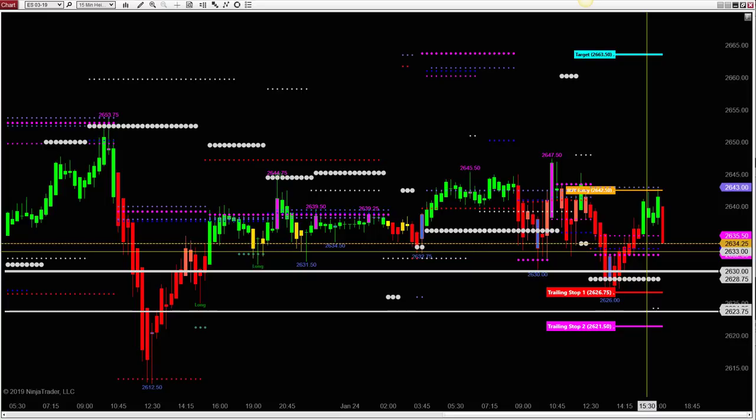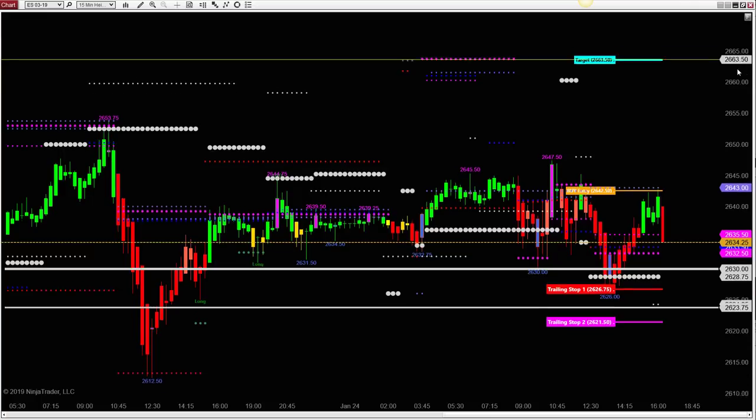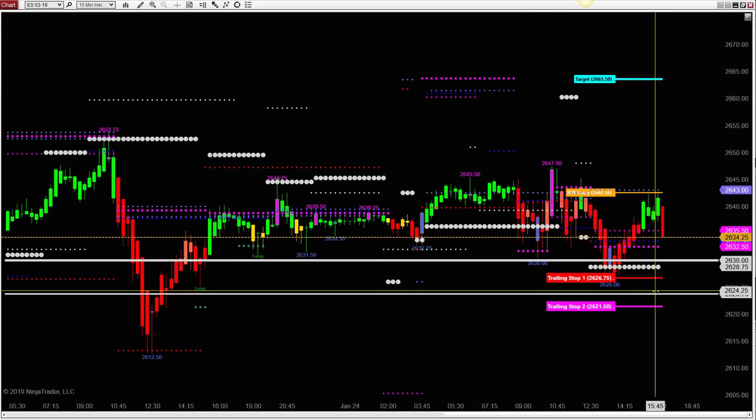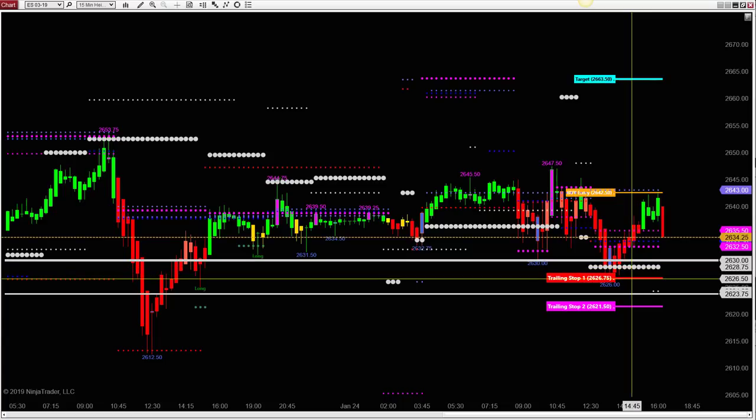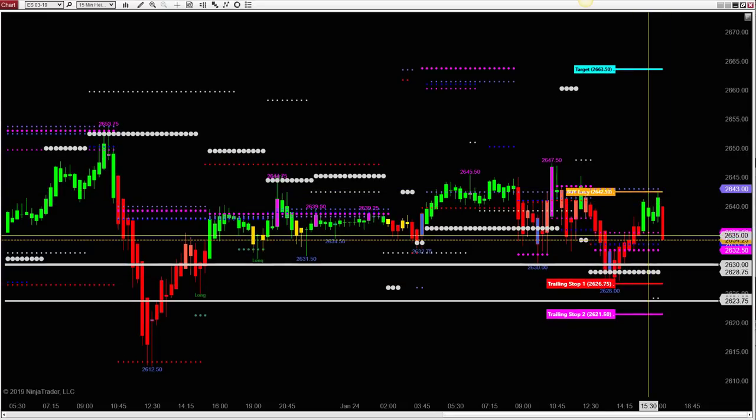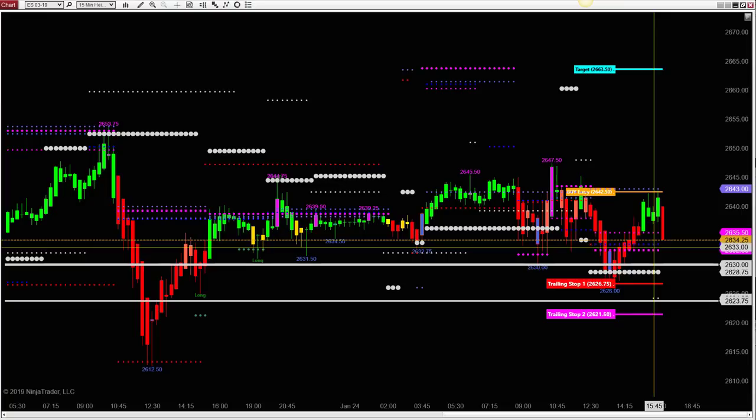If this market drops below those numbers here, around 26, 26.75, we are looking for a major sell-off. I doubt it is going to happen tomorrow. I think it is going to stay between those two, 33.25 and 32.25, around those areas here.